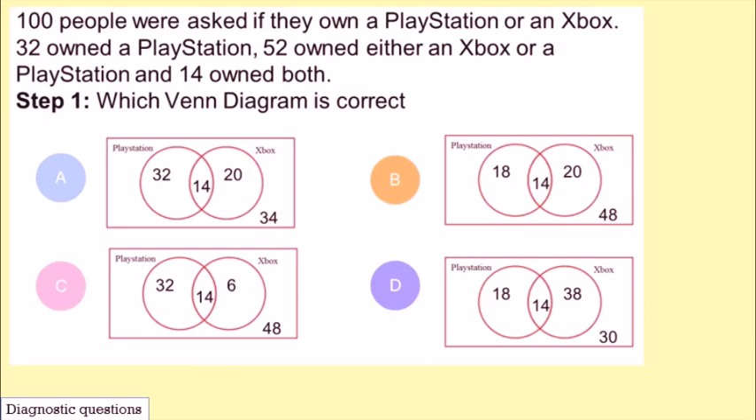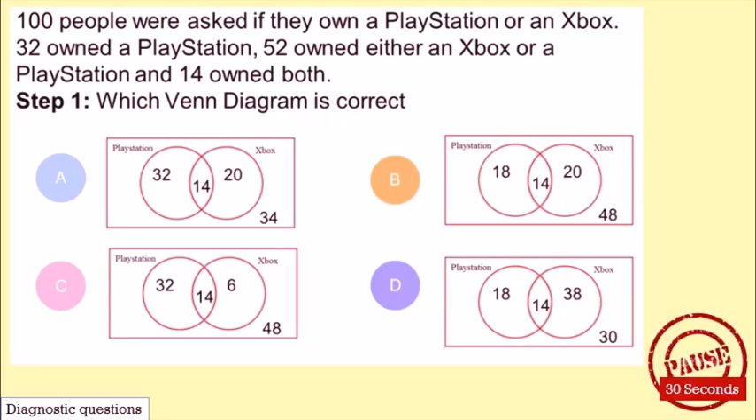Okay, so we have another question for you to practice, a similar score to the last question. 100 people were asked if they owned a PlayStation or Xbox. 32 owned a PlayStation, 52 owned either an Xbox or PlayStation, and 14 people said they had both. So which Venn diagram is correct? Press pause, give yourself however long it takes you, and then press unpause and we'll go for the answer.